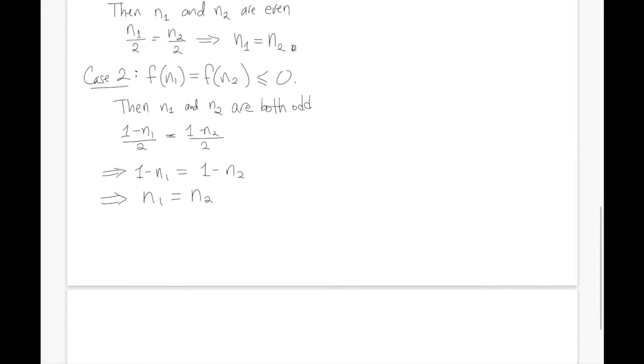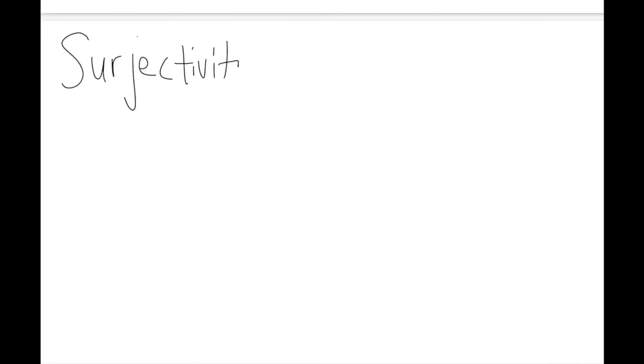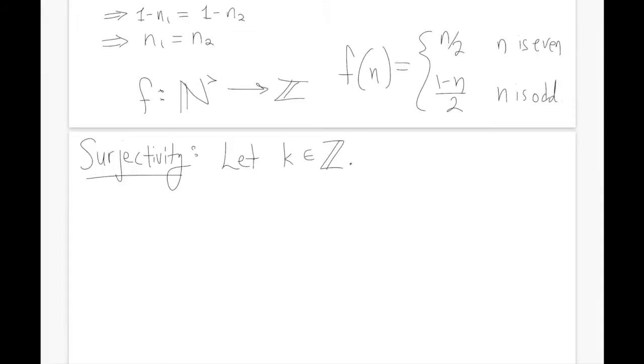And now we want to show that f is surjective. To show that f is surjective, we have to start by taking an arbitrary element in the range and show that you can map to it by some element in the domain. So we have to start by saying, let's take k to be any arbitrary integer, okay? So we're given some arbitrary element here in the range, and our goal is to construct some element in the domain that maps to that element.